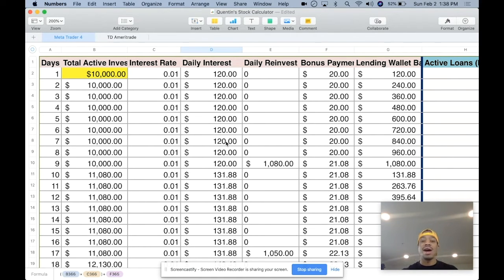As you can see, $100 in the stock market can change your whole entire life.